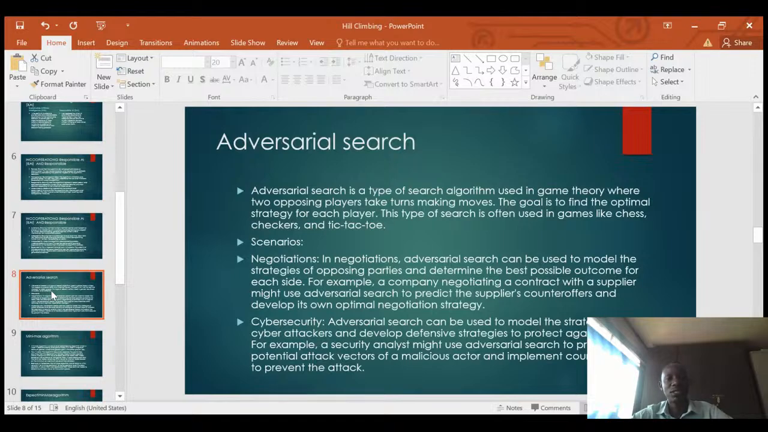It was all about the adversarial search. The AS is a type of search algorithm used in game theory where two opposing players take turns making moves. The goal is to find the optimal strategy for each player. This type of search is often used in games like chess, checkers, and tic-tac-toe.